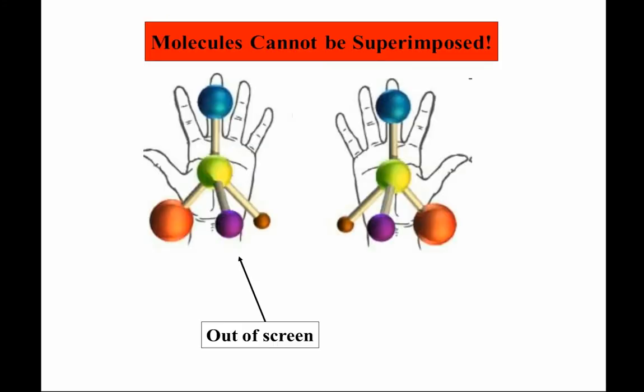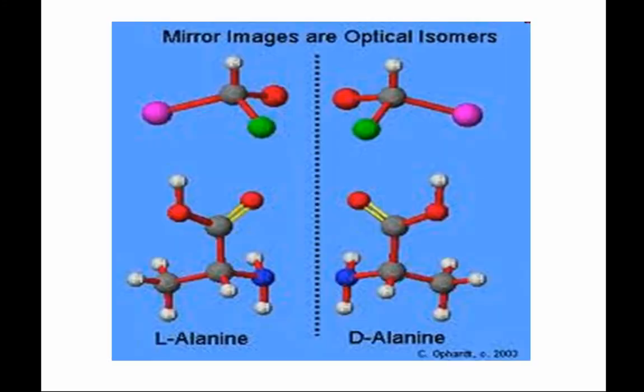See, the molecules cannot be superimposed, and here's what I mean by that. You'll notice that on the left side, the purple atom is out of the screen, and if I were to superimpose it by rotating it, that means that the purple atom then would be into the screen. And although at first glance it looks like they could be superimposed or aligned, they really can't be. This is what we mean by chiral atoms and stereoisomers.